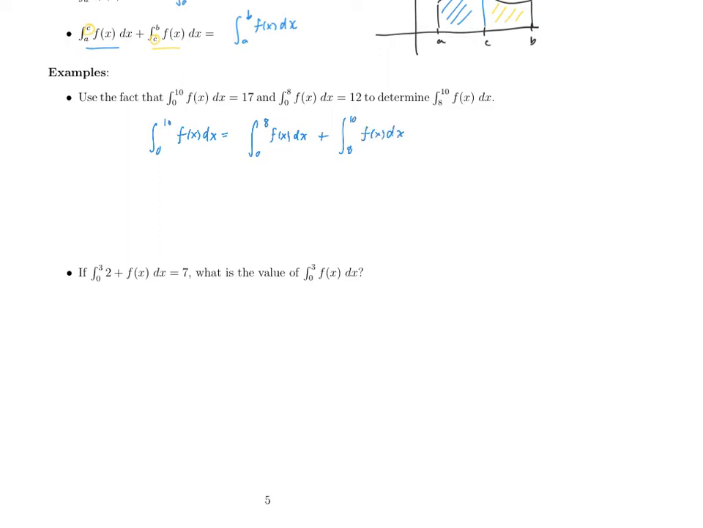We know from left to right the first two definite integrals. From 0 to 10 is 17, from 0 to 8 is 12, and we're left with a simple algebraic equation in terms of the one definite integral we would like to find. So subtract 12 from both sides, and the value of that desired definite integral is simply 5.